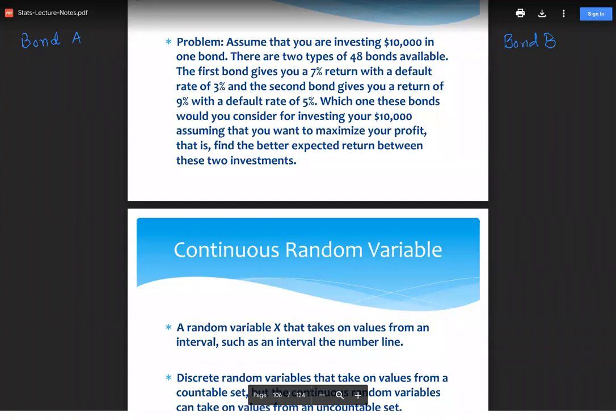Okay, guys, let's get started with the problem. So you have two investment vehicles. One is what I call bond A, and another is bond B. Bond A gives you 7% return with a default rate of 3%. And bond B gives you 9% return with a default rate of 5%.